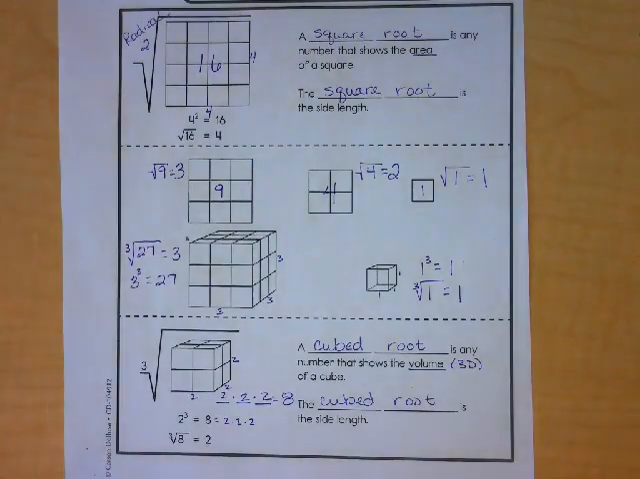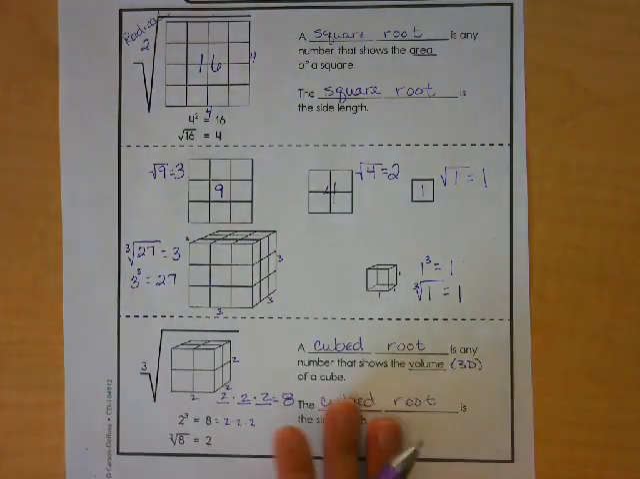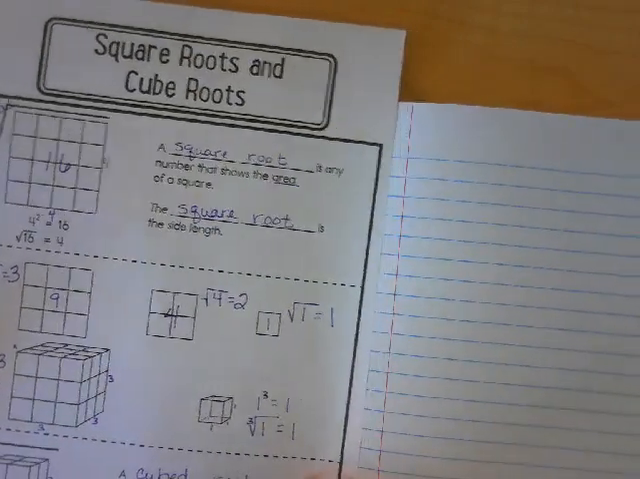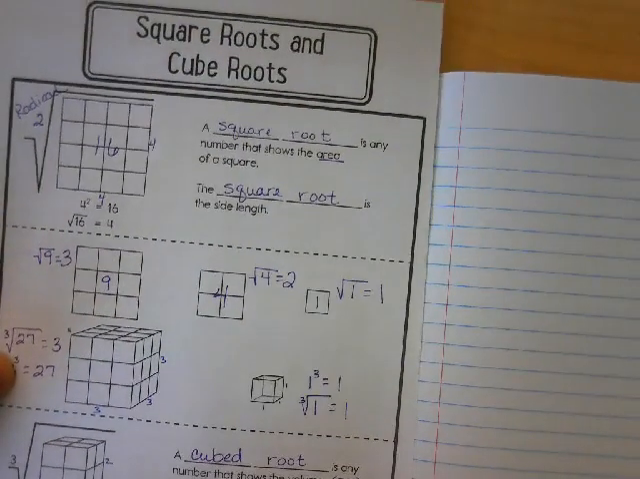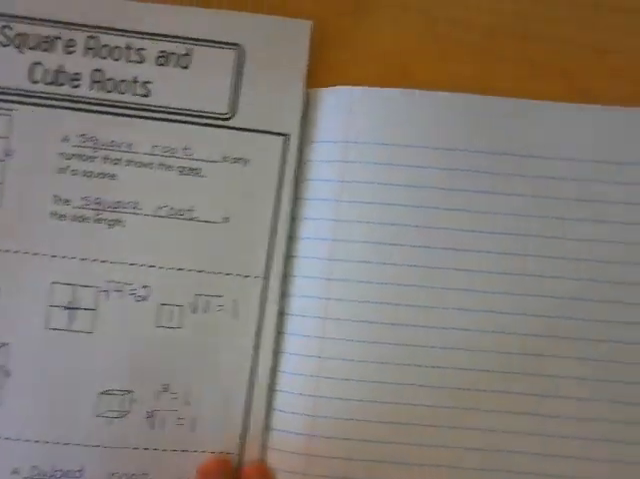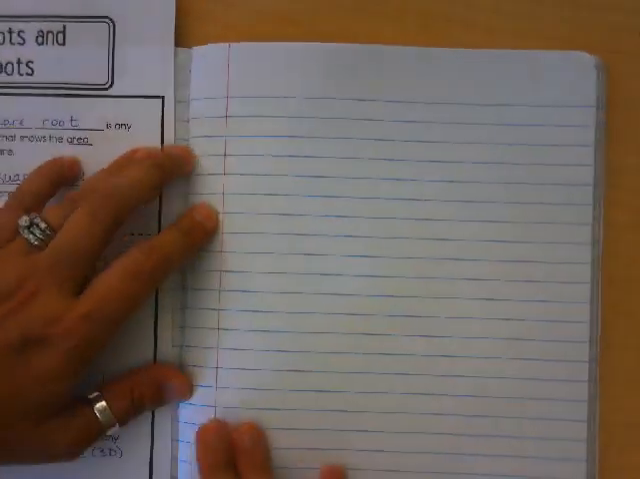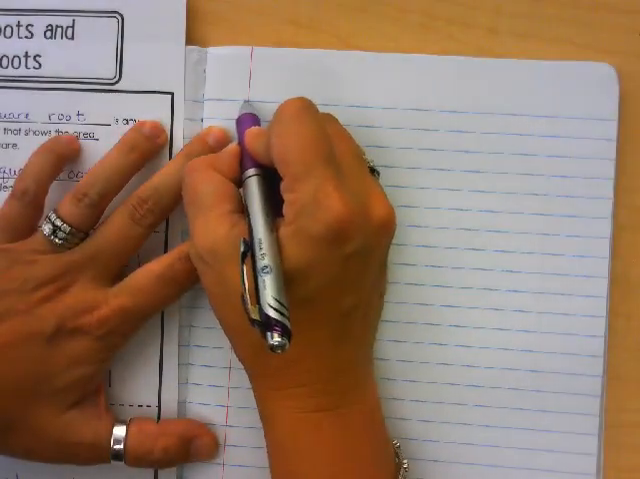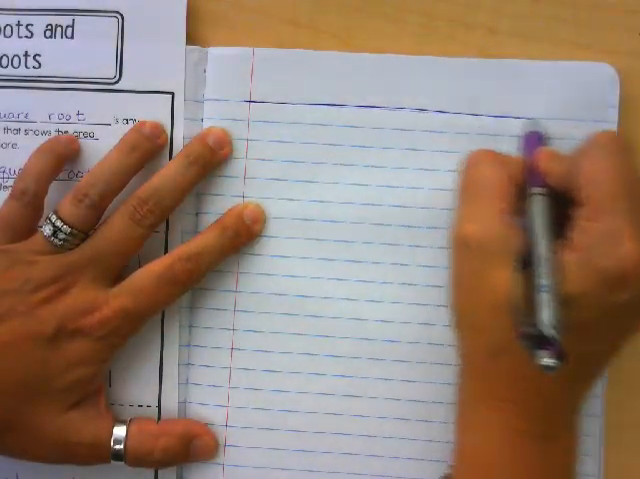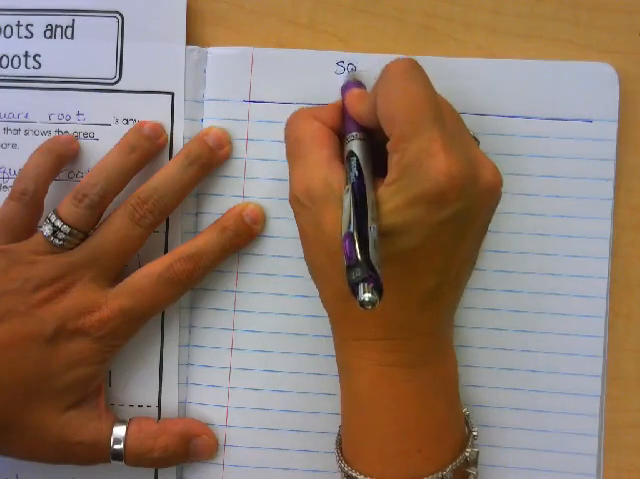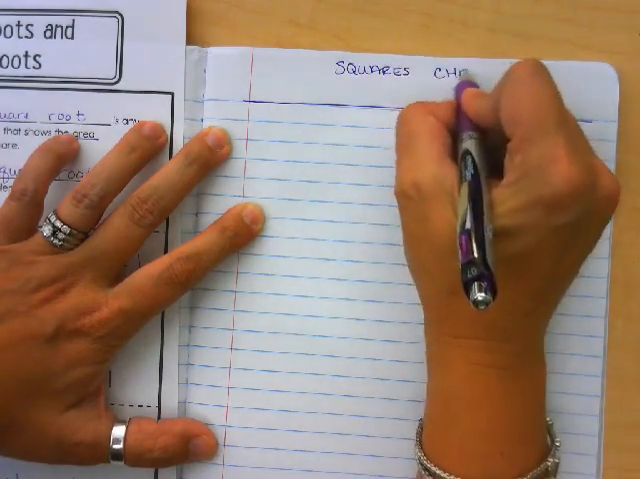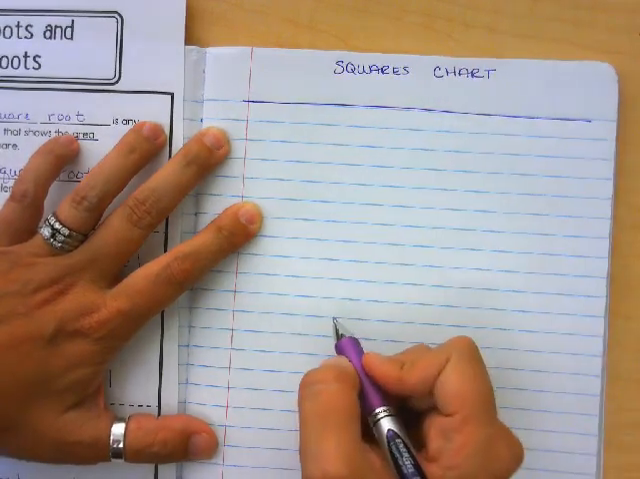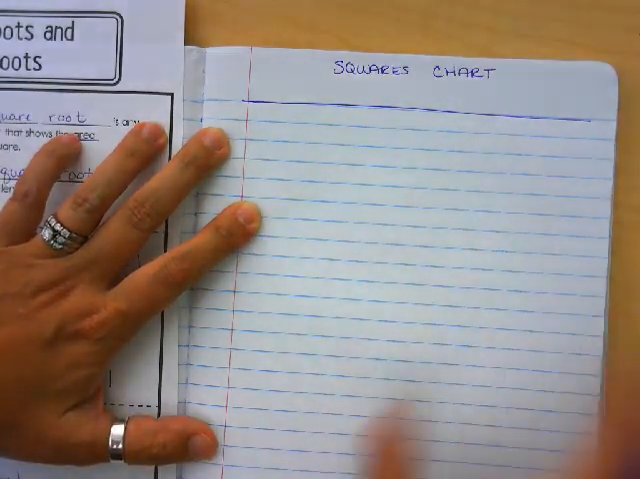So what we're going to do, I'm going to let you cut that out and stick that in your journal on your next page. You may not have enough space for this title, and you can just write that in if you like. But then the second thing I want you to do tonight is on your next page, I want you to make a squares chart. And again, we're going to come back to this when we get to Pythagorean theorem.